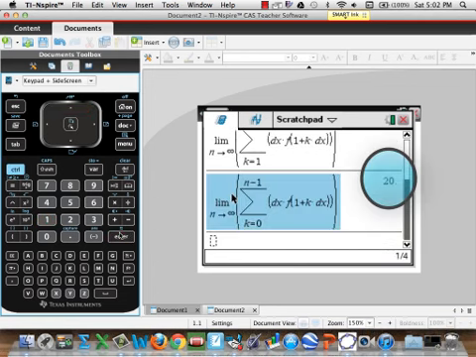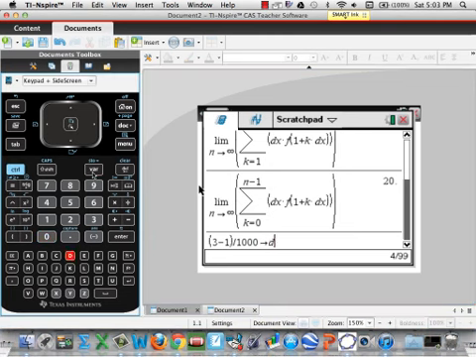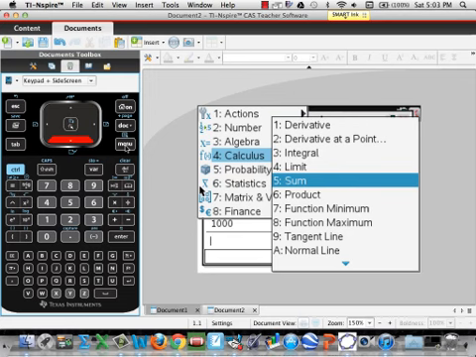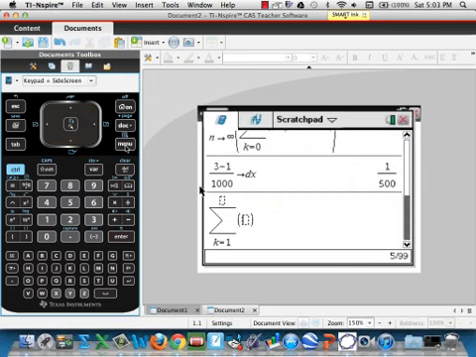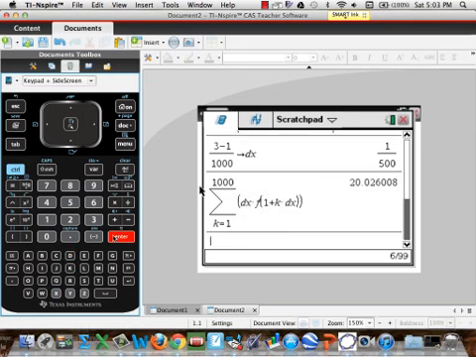And let me do one more thing for you here. Let's do a quick approximation using an exact number of rectangles. Let's say we had decided on 1,000. So in this case, 3 minus 1 divided by 1,000 would have been our delta x. So let me restore that real quick here. And we can redo the calculation and see how close that was to 20 to get an idea of how good this is. So the sum from 1 to 1,000, delta x times f of 1 plus k times delta x. And what do we get? A little bit more than 20, okay, 20.026. So the more rectangles we use, the closer we get to 20, which is the true area.